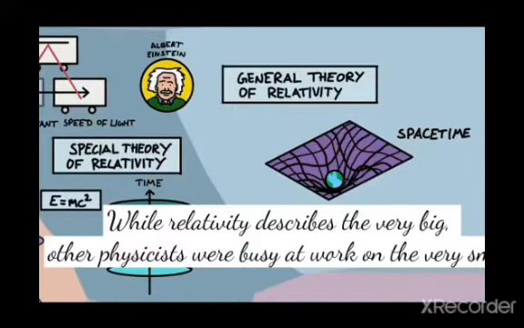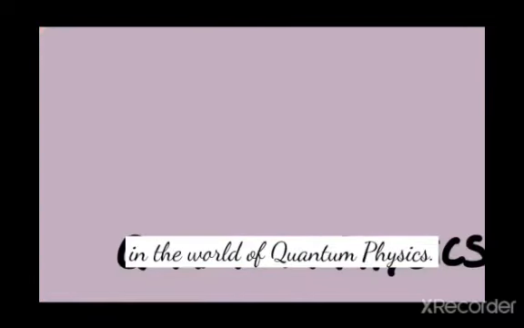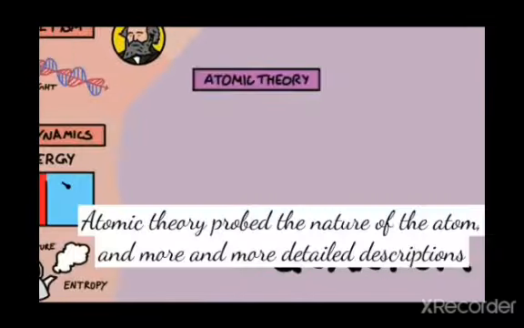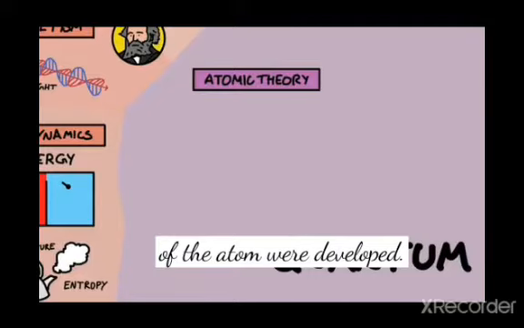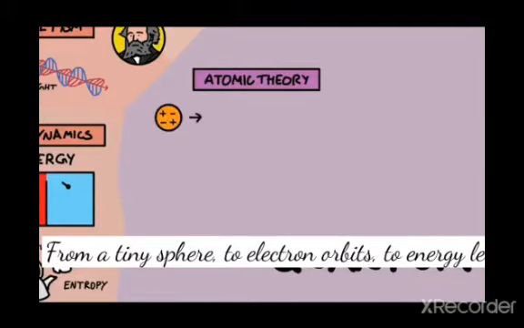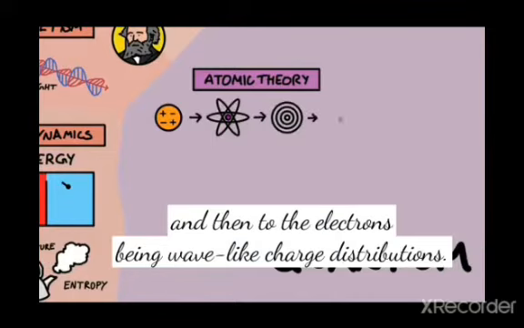While relativity describes the very big, other physicists were busy at work on the very small in the world of quantum physics. Atomic theory probed the nature of the atom, and more detailed descriptions of the atom were developed. From a tiny sphere, to electron orbits, to energy levels, and then to the electrons being wave-like charge distributions.